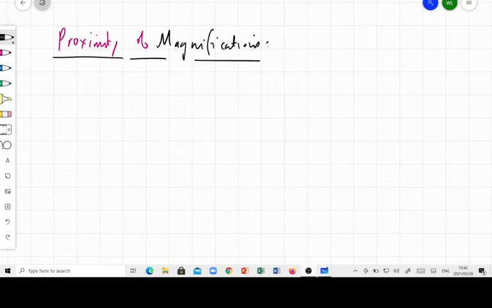Proximity of magnifications. Okay, so in the last example, what we saw was that it's impossible to get square root of 2 accurately. Instead, we have to work with its approximation, which is 1.4, correct to 1 decimal place. And so we therefore know that if it's correct to 1 decimal place, then the distance between 1.4 and square root of 2 is at most 0.05. Okay.